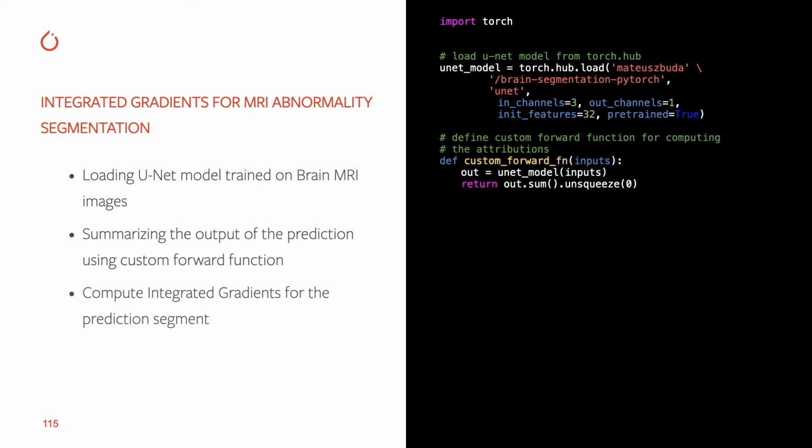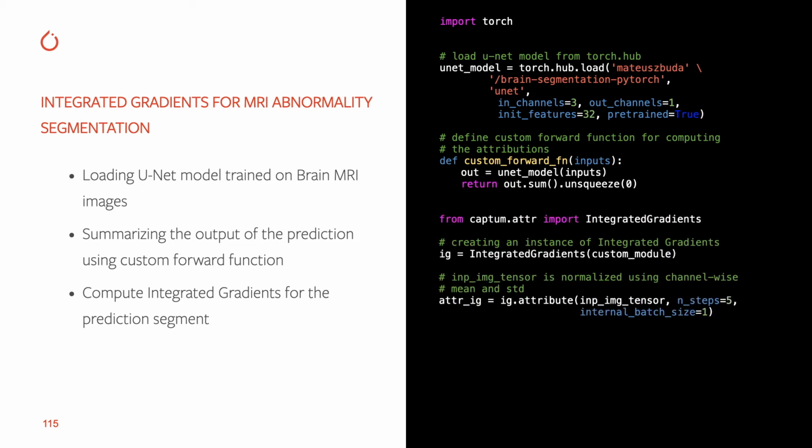Now let's import the integrated gradients algorithm and compute attributions using our input tensor. It's important to note that the input tensor, the image with the abnormality on it, was normalized using channel-wise mean and standard deviation, similar to the original training dataset, which was used to train the model.